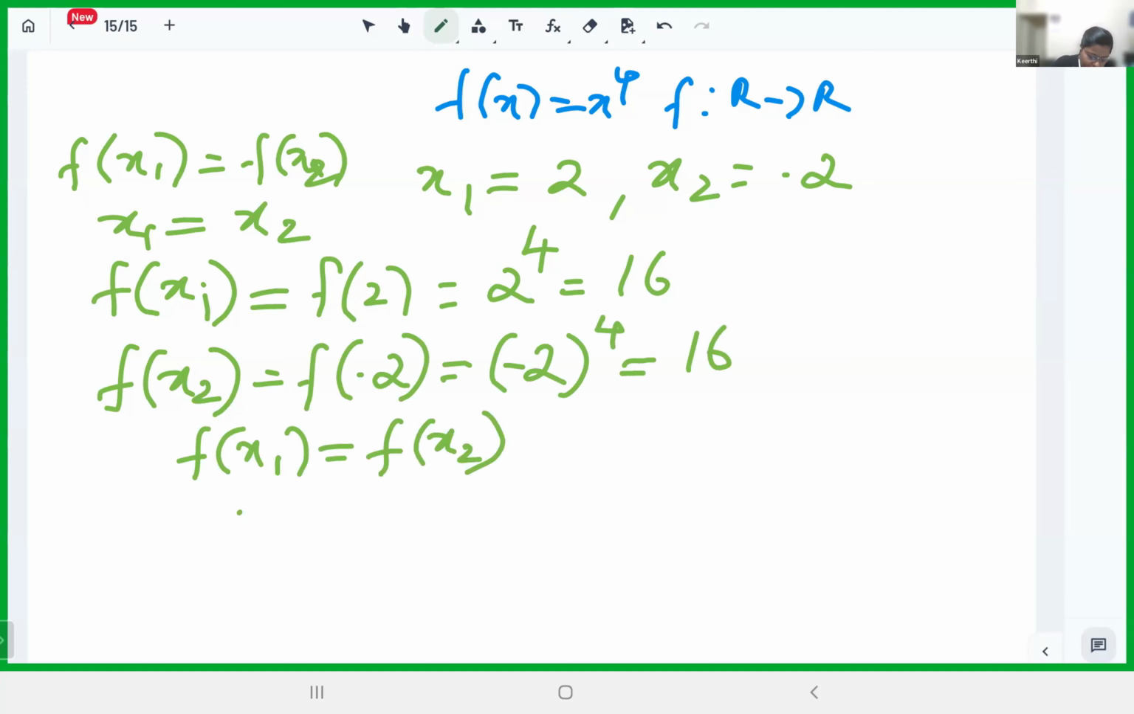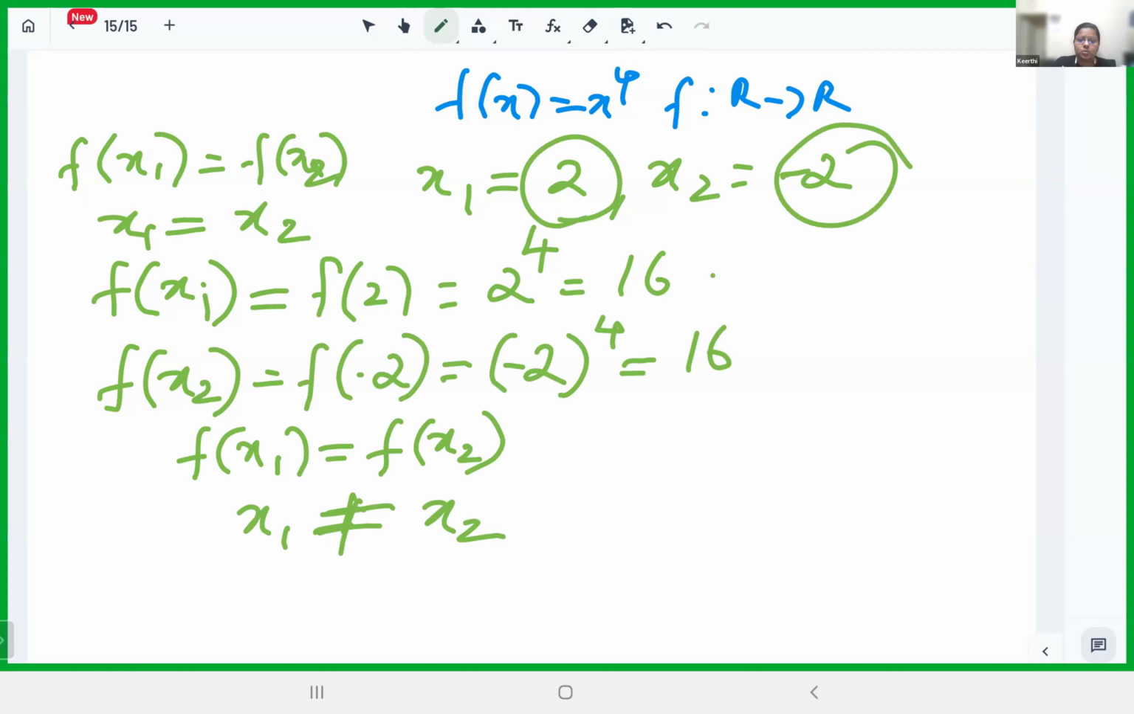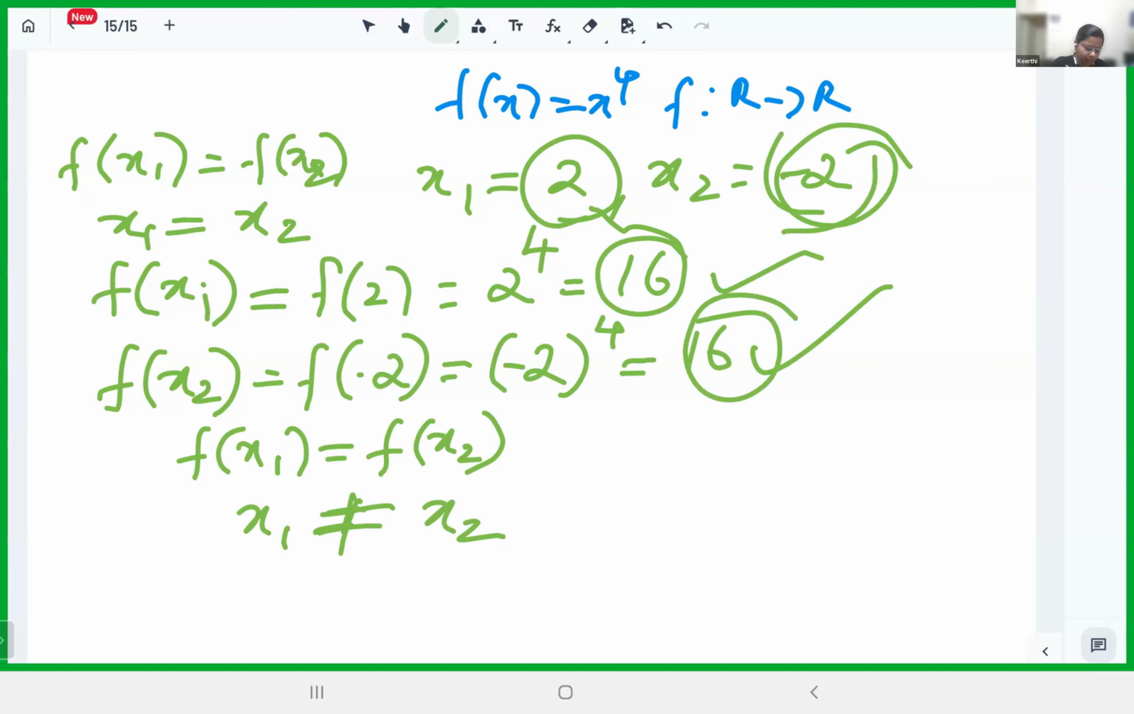But what can you say? Is x1 equal to x2? No, right. x1 is not equal to x2. x1 is 2 and x2 is minus 2. But f of x1 and f of x2 are equal. So more than one element has the same image. 2 has the image 16. Minus 2 also has the image 16. So it is not one-one. All right. It is not one-one.